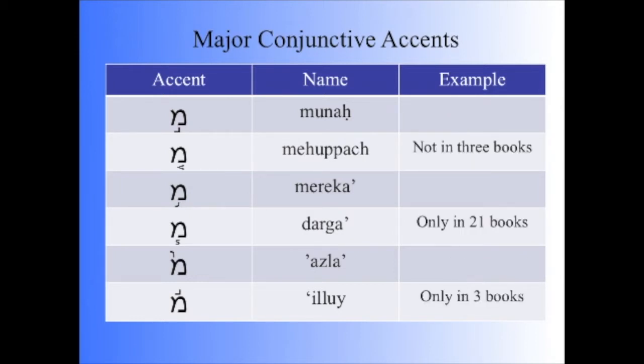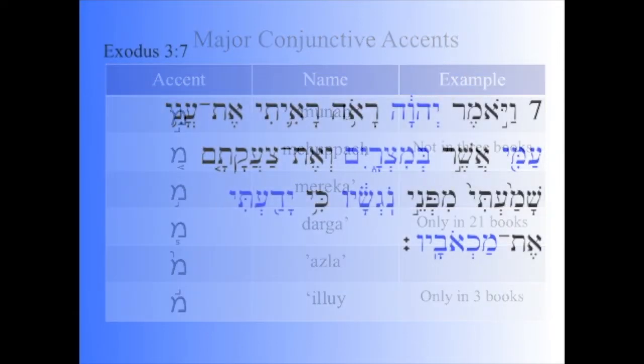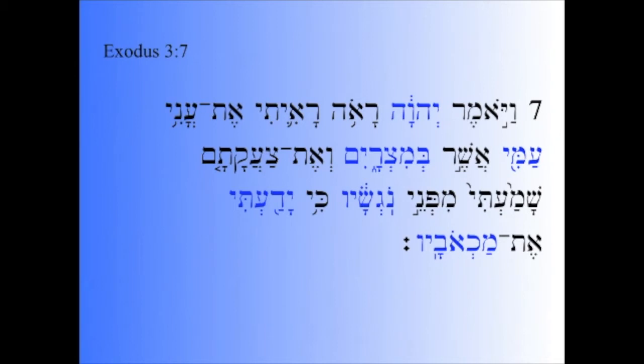Now, of these six, this one is not used in Job, Psalms, and Proverbs. The darga, again, is only used in the 21 books, and the ilui is only used in Job, Psalms, and Proverbs. So how might this knowledge of the accents help us in our analysis or translation of a text?